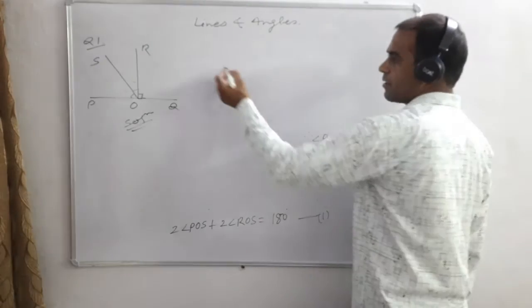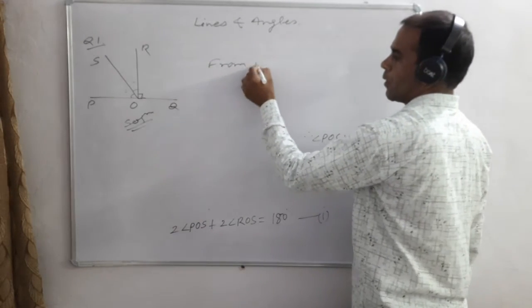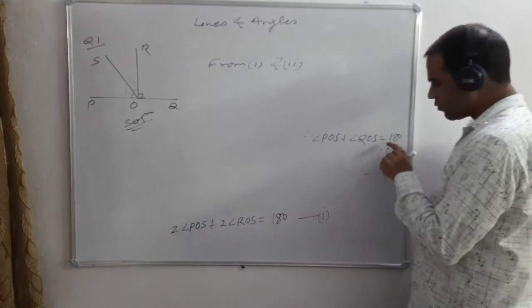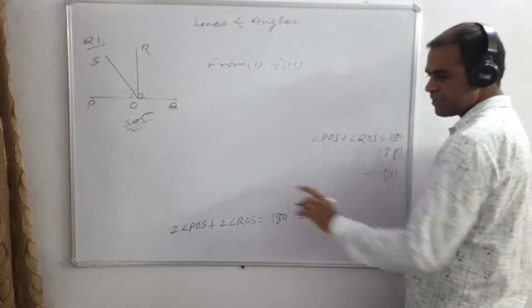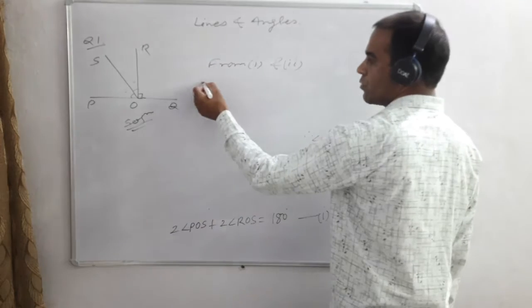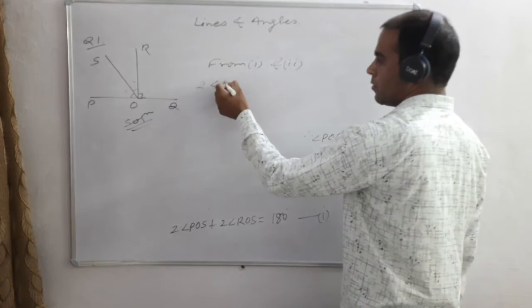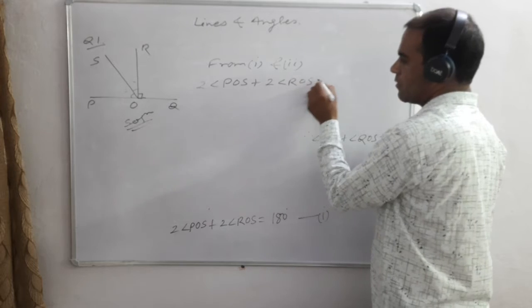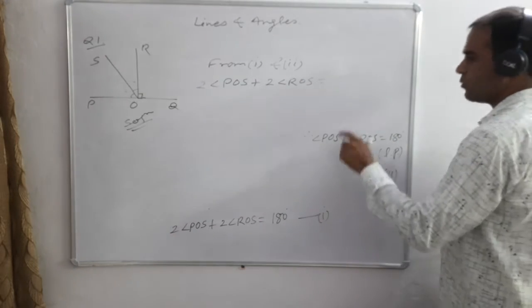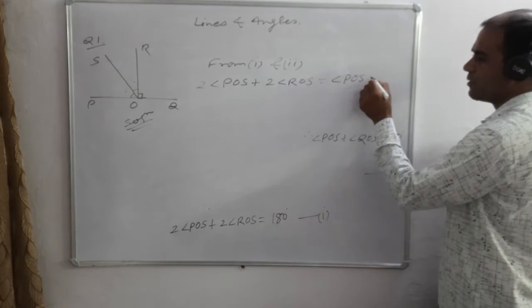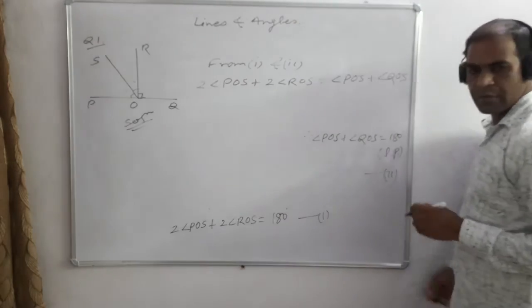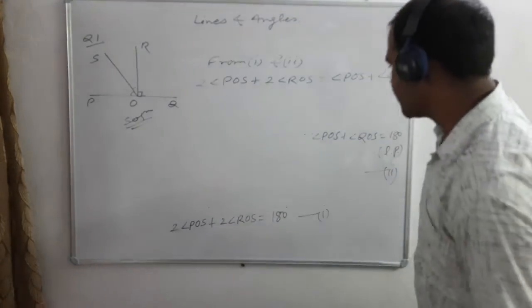From equations first and second, both are equivalent to 180 degrees. So the LHS parts are equal. So twice angle POS plus twice ROS equals angle POS plus QOS. This is from the first and second equations.